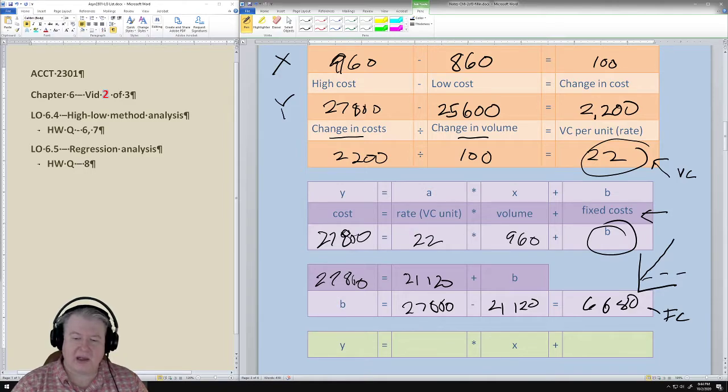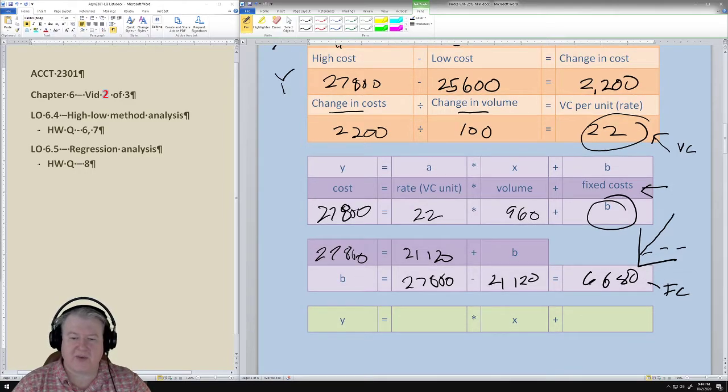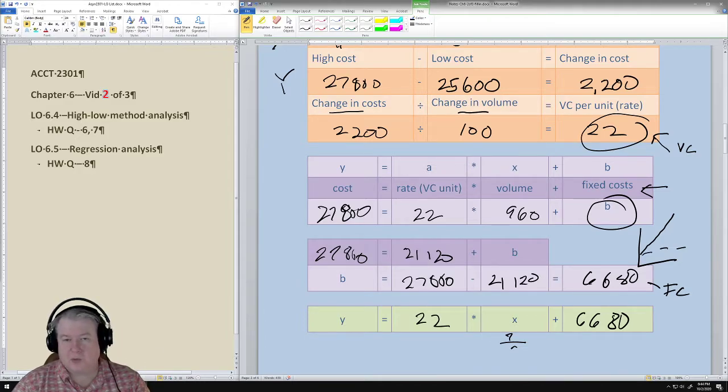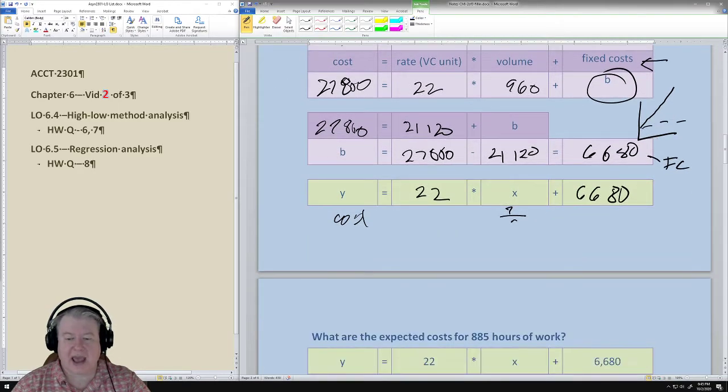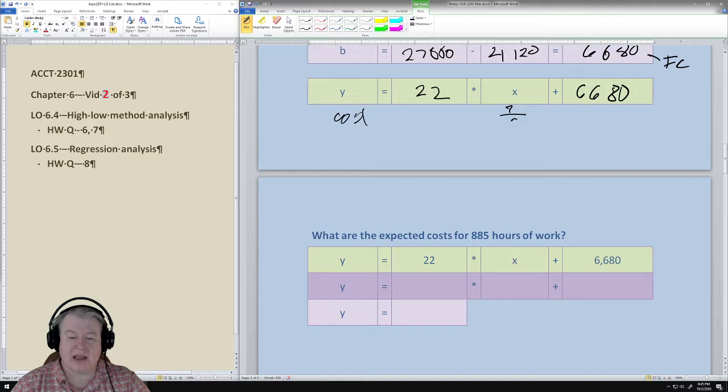So we can create a little line equation down here, which I have in green. All it is, here's the rate times whatever volume you want to come up with. This is an unknown, right? And then add 6,680. So if your boss came in and said, how much would it be for 150, or how much would it be for 32, or whatever, you could solve for how much it costs by just plugging in the new volume. And in fact, the second part of the question asks just that. It says, what is the expected cost for 885 hours of work?